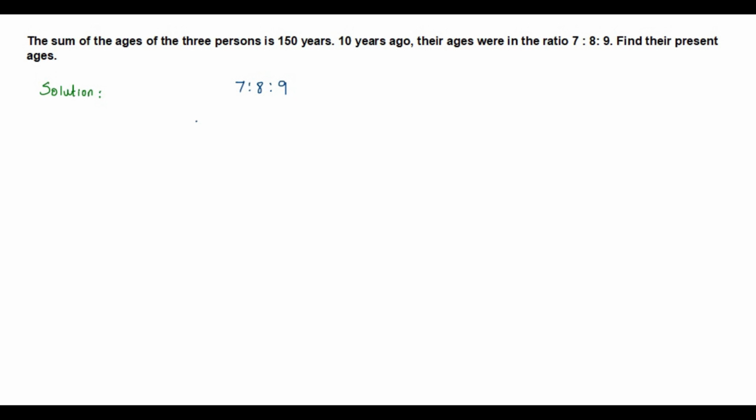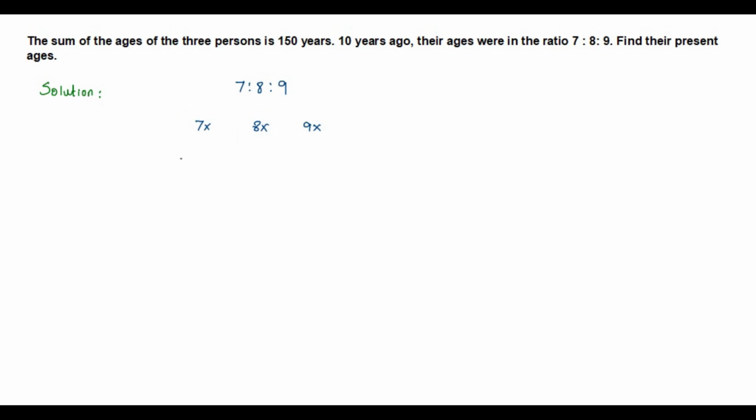So 10 years ago the age of the first person is 7x, age of the second person is 8x, and age of the third person is 9x. Okay, the target of the question is to find the present ages of three persons. 7x was the age of the first person, 8x was the age of the second person, 9x was the age of the third person 10 years ago.